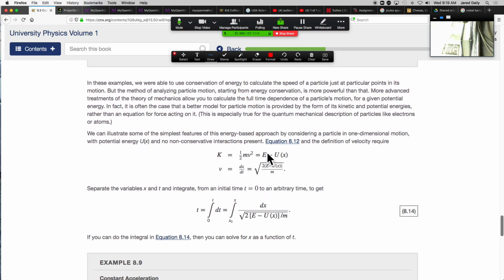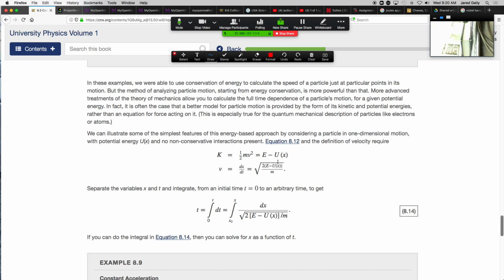They've essentially solved it at a particular point for the kinetic energy. Kinetic energy, 1/2 mv squared, equals the total energy minus the potential. When you solve this, you get this v. You solve it for velocity, which is equal to the change in distance over change in time. That's just the definition of velocity, right? And that ends up equaling the square root of 2 times (E minus U of x) over m, according to this equation. Well, that's interesting, I guess.